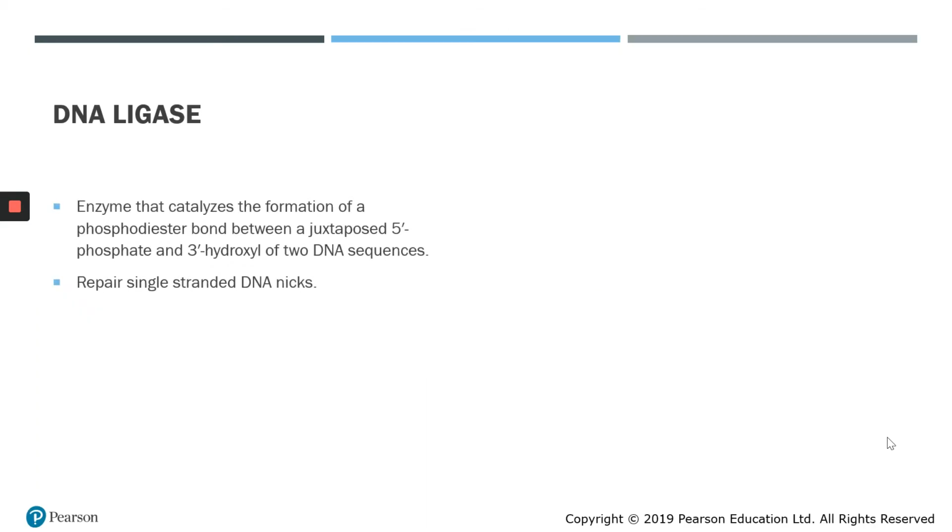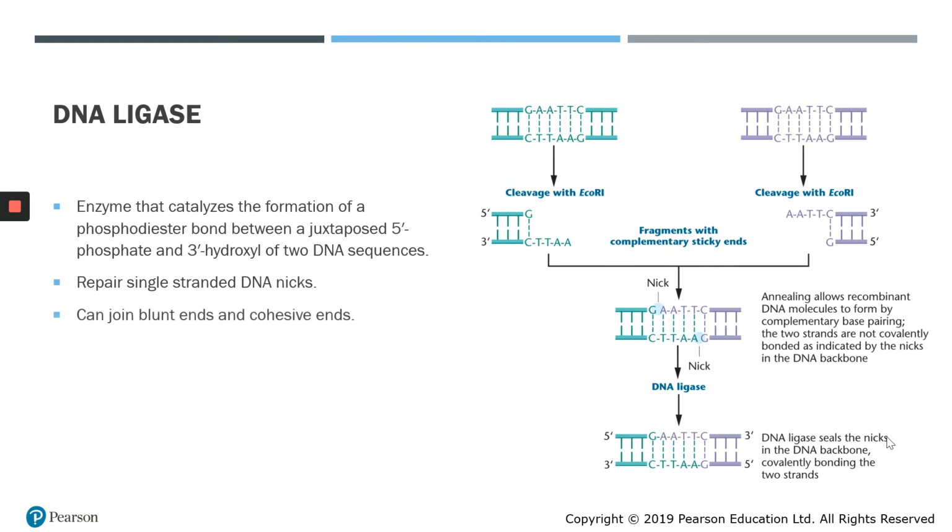In previous sections, we've already covered restriction enzymes, which are used to cleave DNA sequences. Now that we know how DNA sequences can be cut or cleaved, we'll now discuss how to rejoin these DNA fragments. A DNA ligase is an enzyme that can catalyze the formation of a phosphodiester bond between the 5' phosphate and 3' hydroxyl group of 2 separate DNA sequences. DNA ligases originally evolved in order to repair single-stranded DNA nicks in DNA fragments. These ligases are able to join both blunt and cohesive ends.